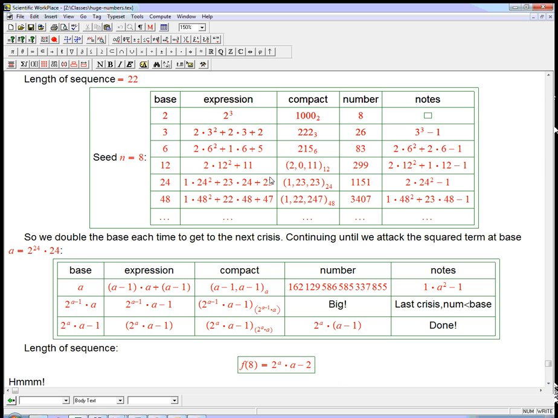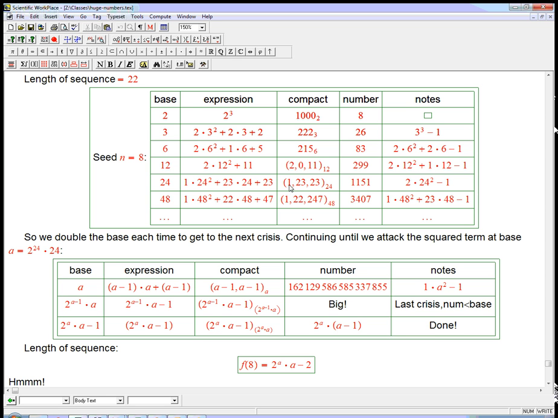Okay, but now it's going to start getting big. The next crisis is going to happen when I subtract 12 from this. Notice that's exactly this number. So when I double the 12, I'll get the next crisis. And so 2, 0, 11, and it's a big crisis because it actually starts eroding the number in front of the 24 squared.